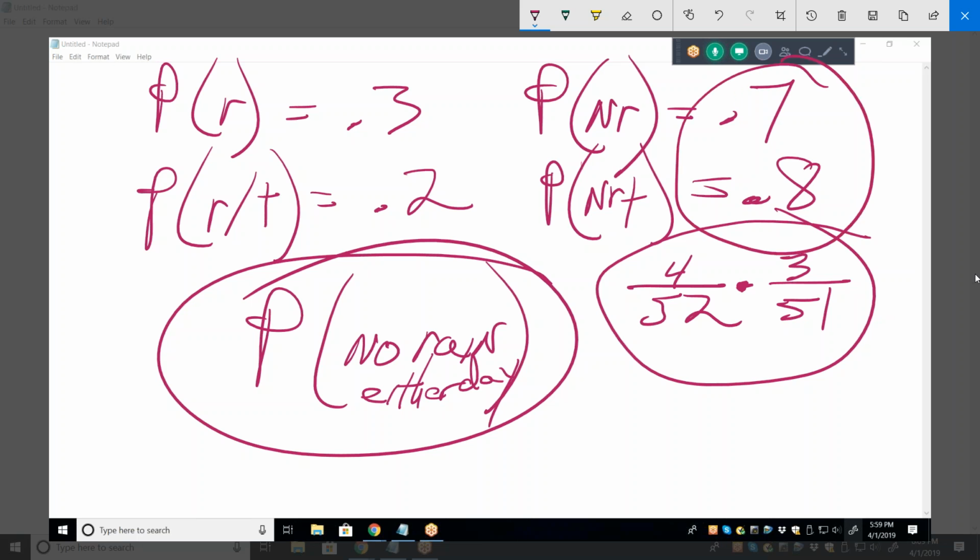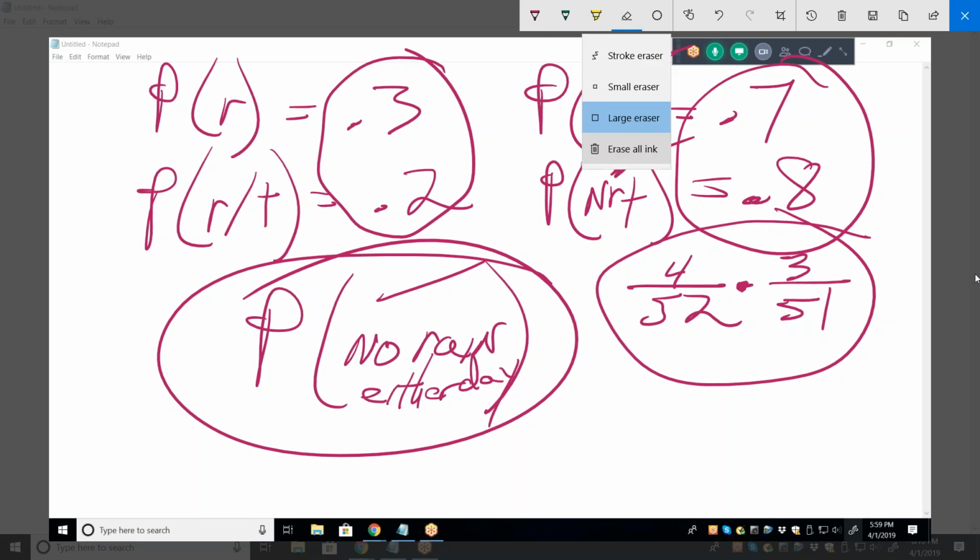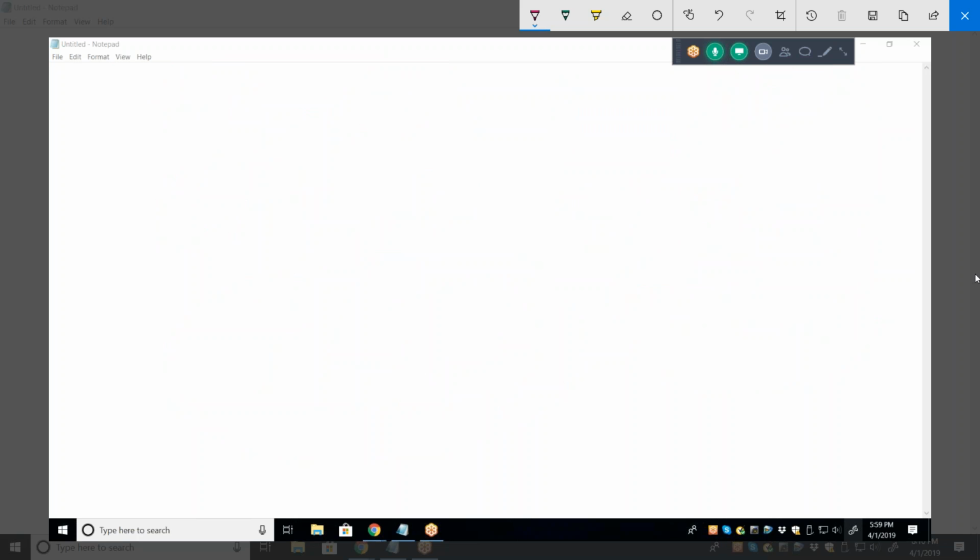So the probability of no rain is 0.56. But notice that I couldn't do it based on those numbers. I had to work with the complements. Right. Because no rain on either day means no rain today and no rain tomorrow. So both of these have to occur. All right, go ahead and give me your problems.